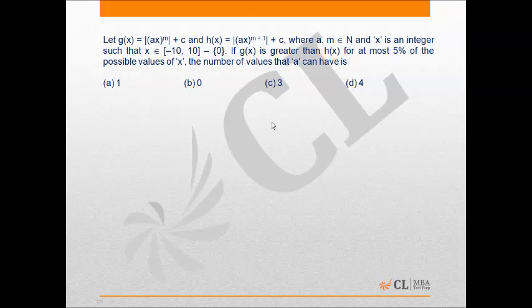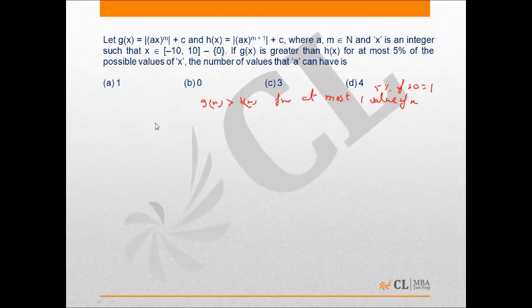How many possible values of x are there? Minus 10 to 10, excluding 0. That means we have 20 values of x here, right? And 5% of 20 is nothing but 1. That means he is saying that g(x) is more than h(x) for at most one value of x. So it can be either 0 values of x or 1 value of x.